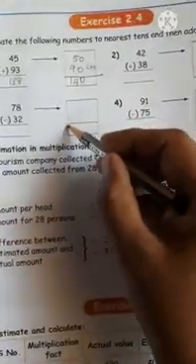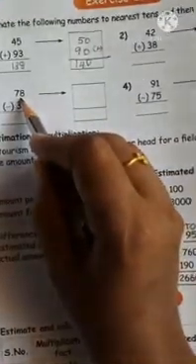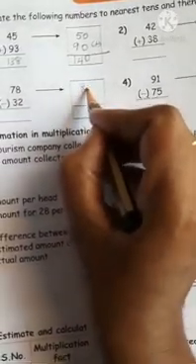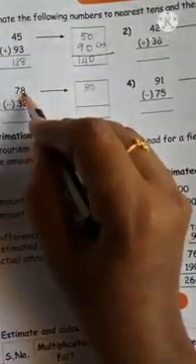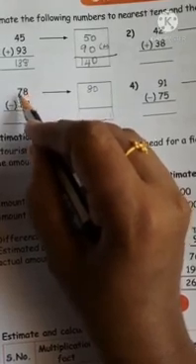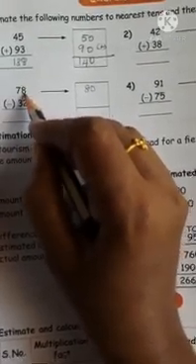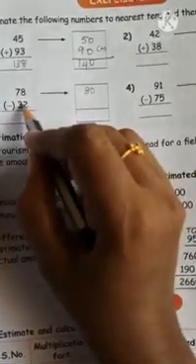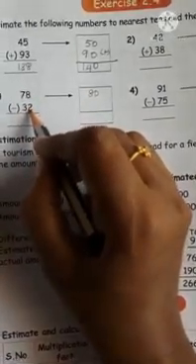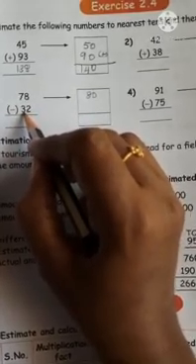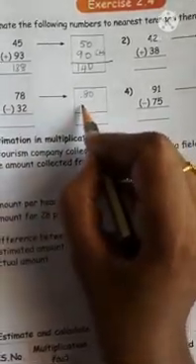Next, one subtraction sum we will do. Here 78 is there. 78 is rounded up to 80 because the ones place 8 is greater than 5. So we have to add 1 to the previous number. So ones place 0. So 80. Next 32. 2 is less than 5. So ones place 0 and previous number as it is we have to write. So 30.